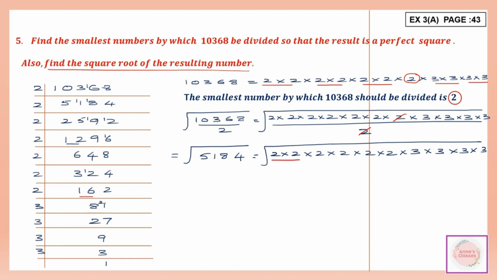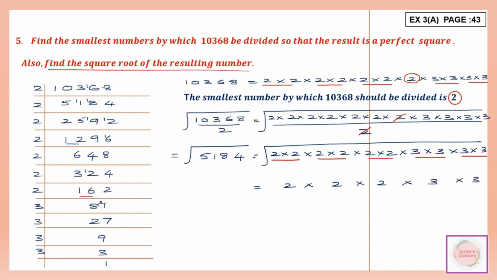We're going to pair them up. As we pair, remember, we must have the same numbers in each pair. So here we're going to remove 1 from each pair. So I'm having 2 into 2, 1 from each pair into 2 into 3 into 3.